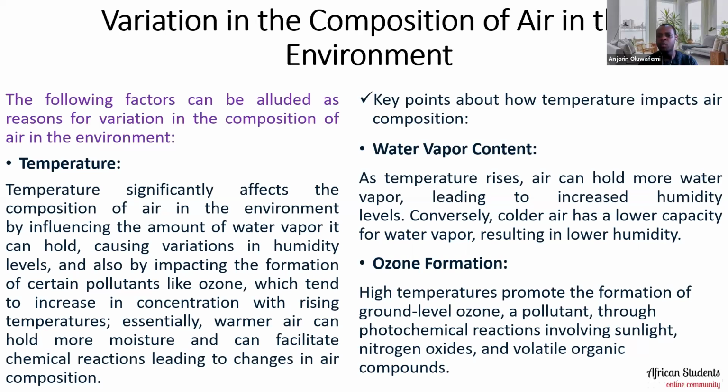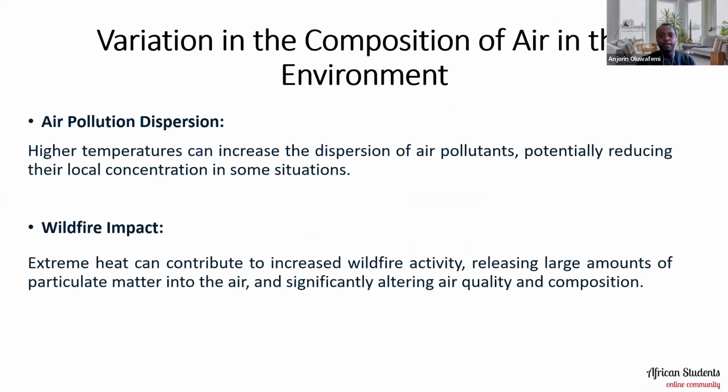Also, ozone formation. We said high temperature promotes the formation of ground level ozone, a pollutant, through photochemical reaction involving sunlight, nitrogen oxide, and volatile organic compounds. And when ozone forms in the atmosphere, one of the things that we notice is that it can also make air very, very reactive. So a component of air can react with other components of air and then impact the composition of air. Okay.